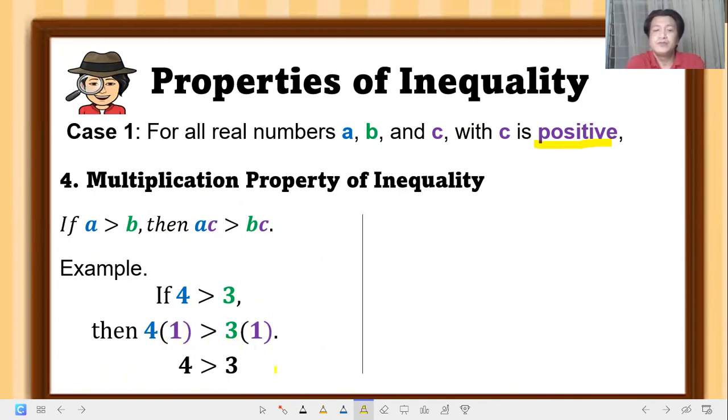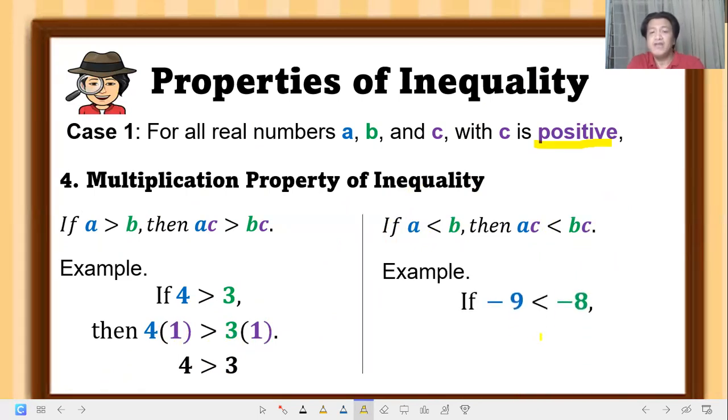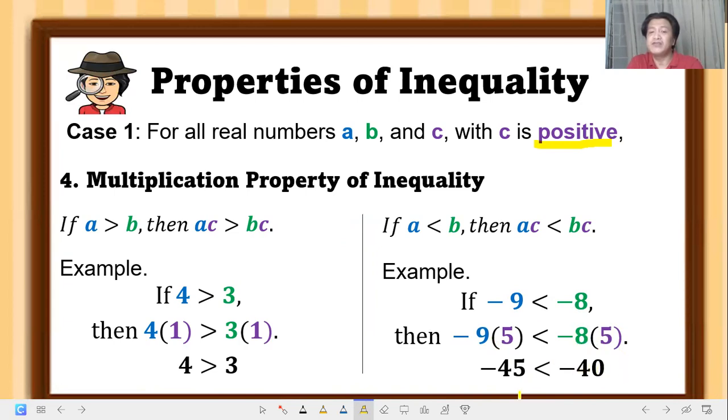Okay, let's have number 2. Okay, kapag less than naman, same pa rin yung proseso natin if positive is being multiplied on both sides. So we have if A is less than B, then A times C is less than B times C pa rin. Okay, so example natin, if negative 9 is less than negative 8, let's say mag-multiply ako both sides of the inequality by positive 5, what's negative 9 times 5? Diba that is negative 45. Then kapag kinompare natin doon sa product ni negative 8 times 5, negative 40, kaya nga siya, less than pa rin po siya. We need to say negative 45 is less than negative 40. Okay, yan po yung case 1 kapag nag-multiply ka on both sides of the inequality by positive number.